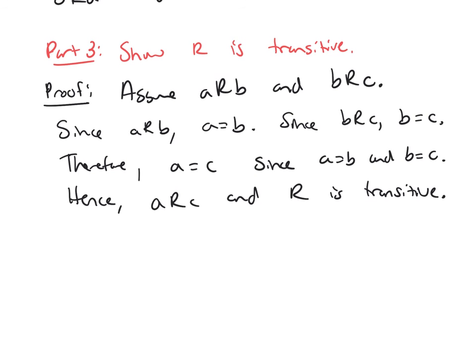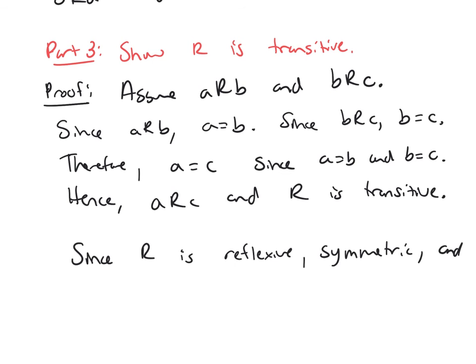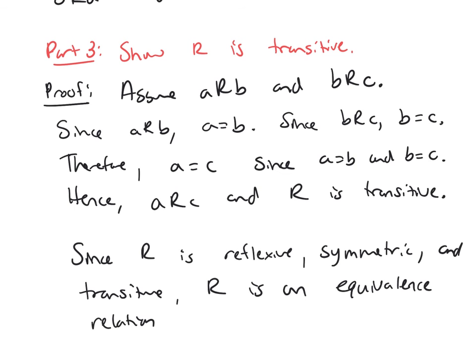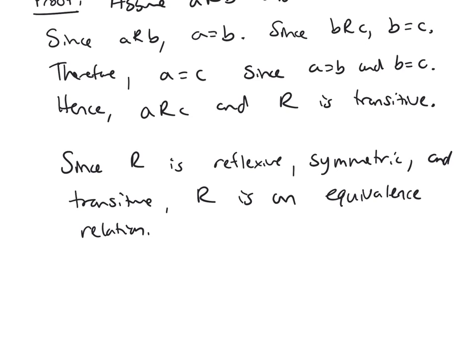So I've shown that since R is reflexive, symmetric, and transitive, R is an equivalence relation. And that completes my proof right there. So again, if you're showing something's an equivalence relation, you have to show all three things. You have to show that it's reflexive, symmetric, and transitive.